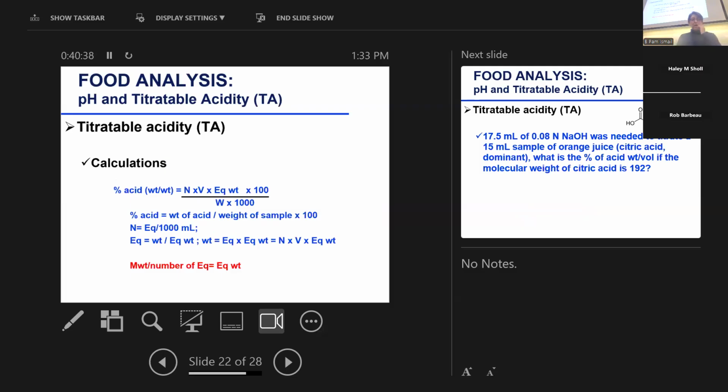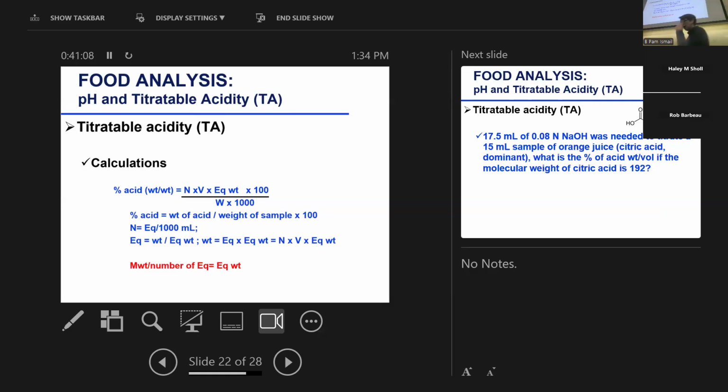Okay. Now, calculating total acidity, the one thing that is different from all the other equilibrium equations that we have done is this: instead of molecular weight, it's equivalent weight. Why? Because we're dealing with acids that might have more than one hydrogen in the equation. So the equivalent weight is the molecular weight divided by the number of equivalents.